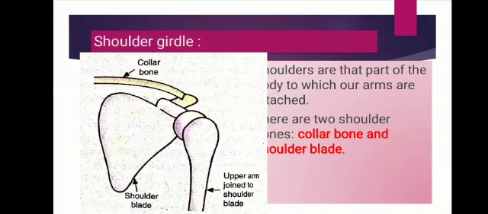The collarbone is a long curved bone. One end of the collarbone is attached to the shoulder blade, and the other end of the collarbone is fixed to the breastbone of the rib cage. It is basically for support.